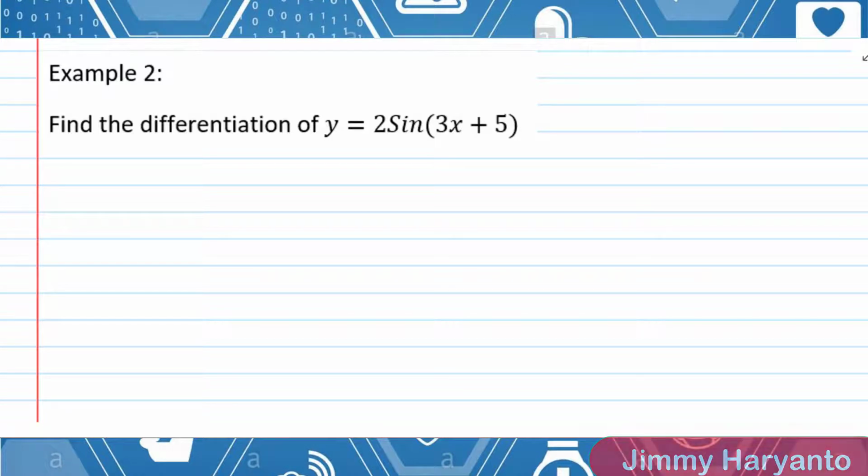Next is example 2. For example 2, find the differentiation of y equals to sine 3x plus 5. So take a look at the function. Usually the function is sine x, right? But now the sine x is changed into sine 3x plus 5. Of course, this one is not usual. When you find a function that is not usual, that means there is an inner function, right? Inner function means you have to use chain rule.